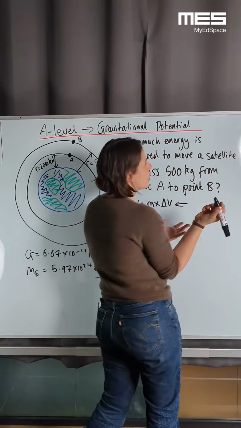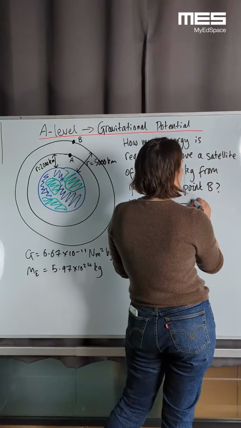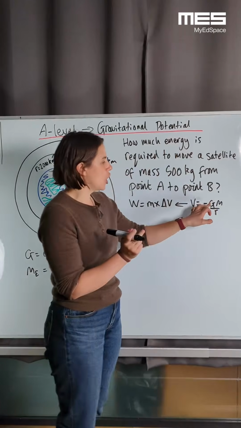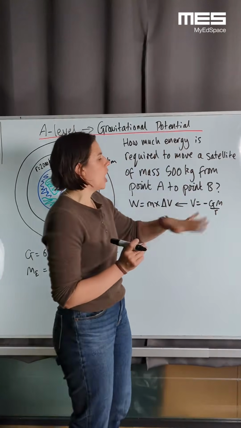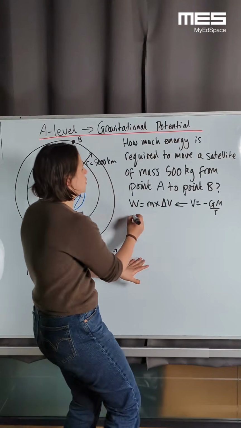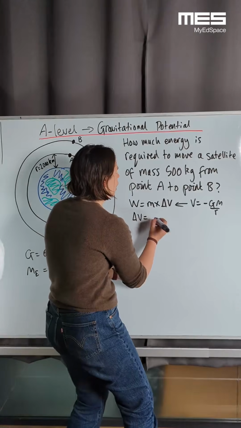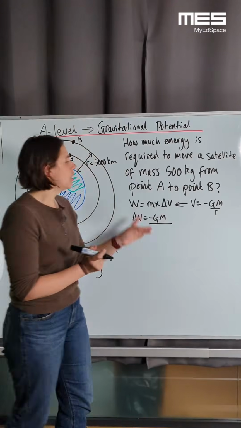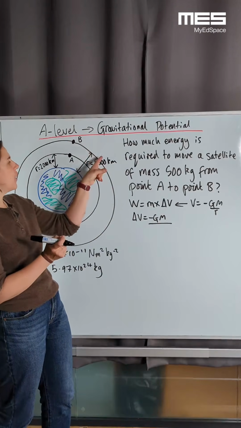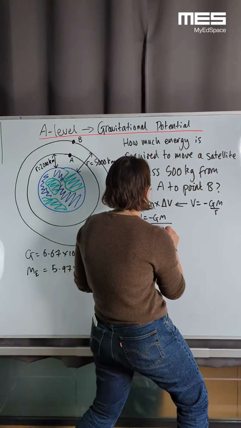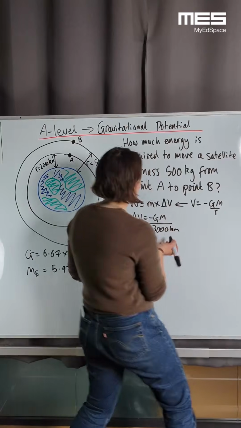Now, we know that the equation for potential is V equals minus GM on r, where G is a constant, M is the mass of the Earth, and r is the distance. Most students think that to find the change in potential, we can just do minus GM over the difference in the radius, so 5,000 take away 2,000 to get 3,000 kilometres.